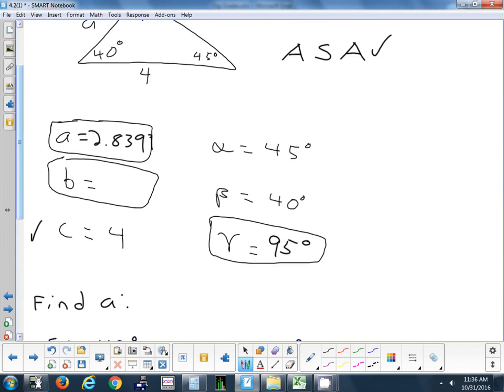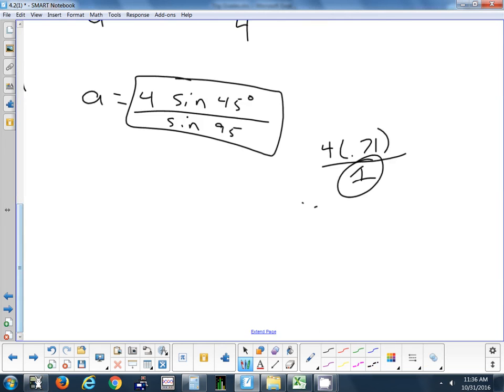Right, and now let's find b. Take a second on your own and see if you can set up the proportion to find b. Remember, you want to go back and use a row that has everything in it, and you've got to use the row that has b. Okay, so that's the start to how it should look.